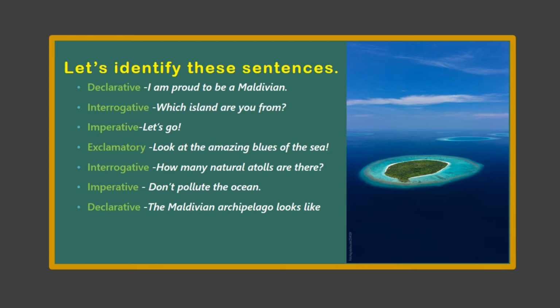The last one, oh no, that's not the last one, right? One before the last. Well, this is a declarative statement because this is a fact. It's a factual statement and it's ending with a full stop. The Maldivian archipelago looks like emeralds scattered in a sapphire blue ocean. The last one. This is heaven on earth. Again, an exclamatory because this is another happy emotion.